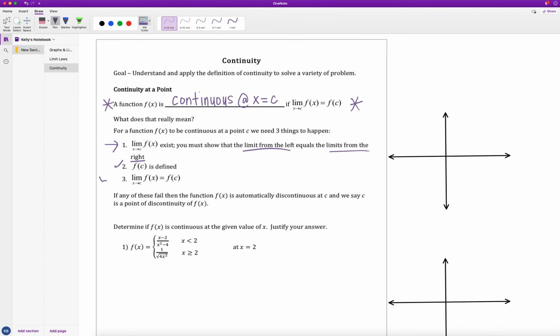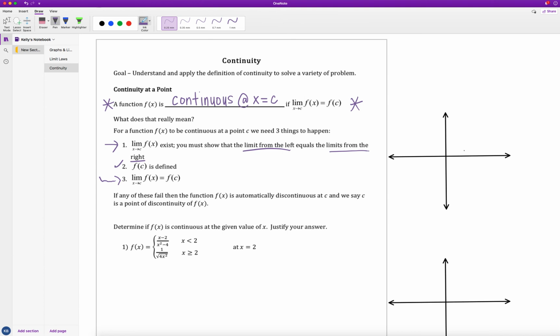Now the third statement down here really just means that our first statement equals our second statement. So the limit as x approaches c of f of x that we found in part 1 by computing the left limit and the right limit equals the value for f of c that we found in part 2.